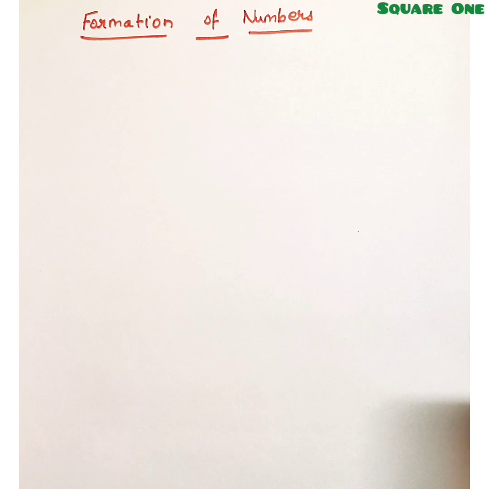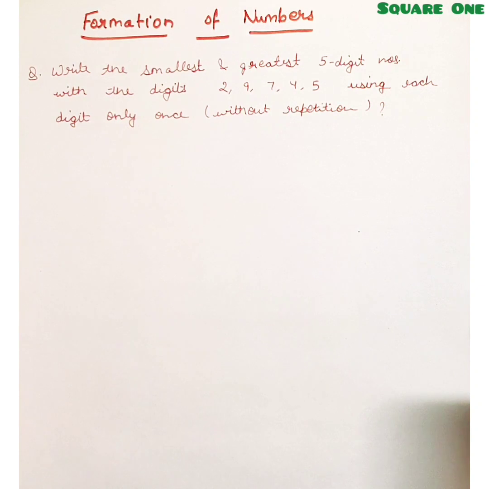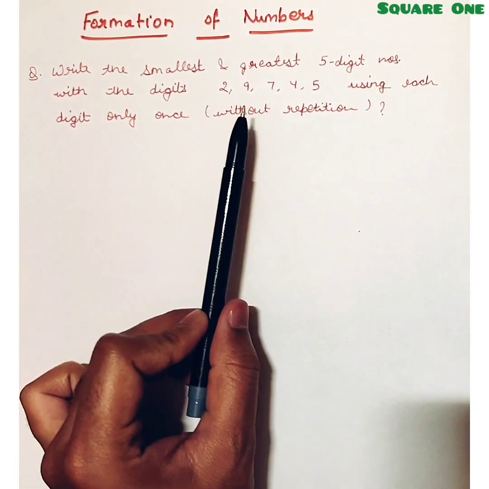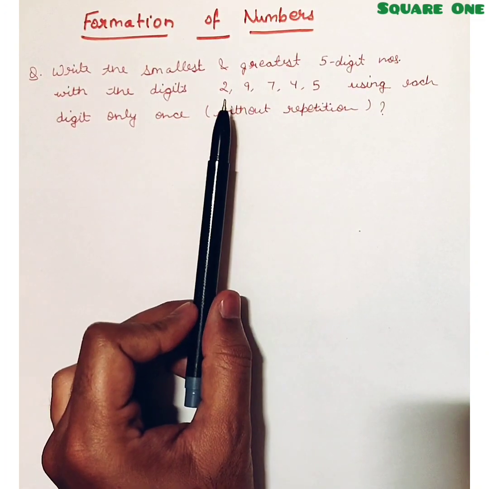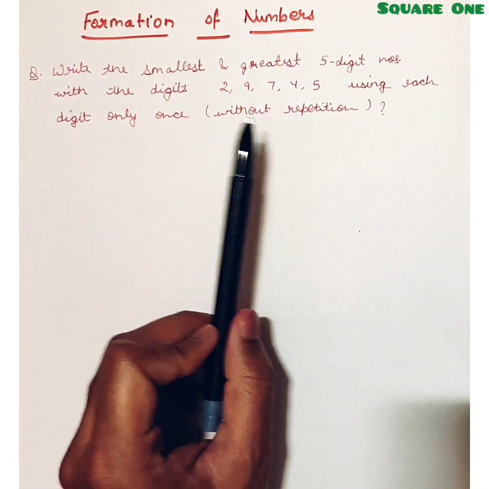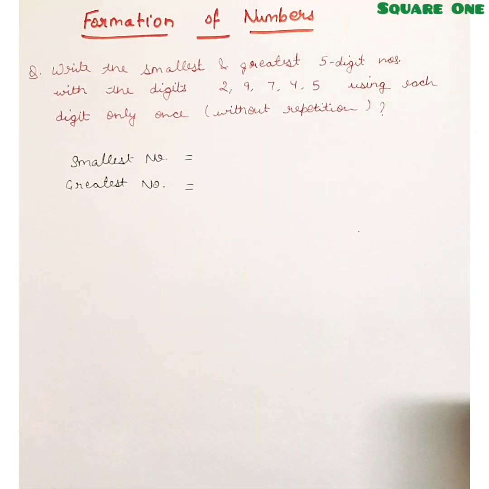In this topic we will be given some digits and we will have to form numbers from those digits. Now let us see the first type of questions that comes in this topic. Write the smallest and greatest 5-digit numbers with the digits 29745 using each digit only once or without repetition. That means we have to make the smallest 5-digit number and the greatest 5-digit number using these digits, but we are only allowed to use each of these digits only once, that is without repetition. We are not allowed to repeat these digits. Okay, now let us see the solution.